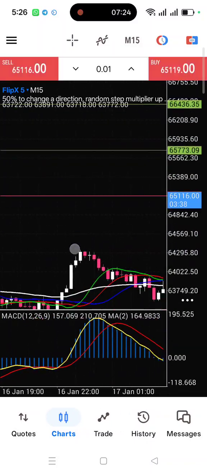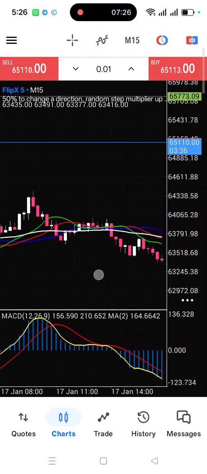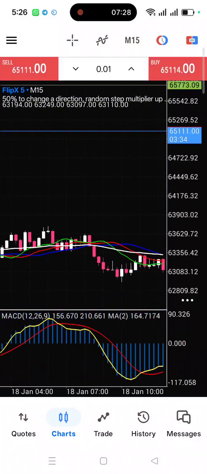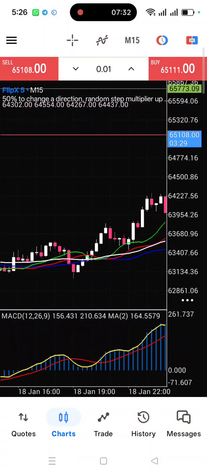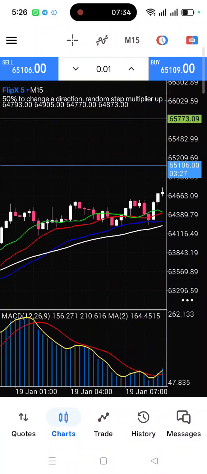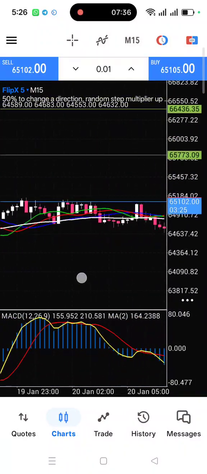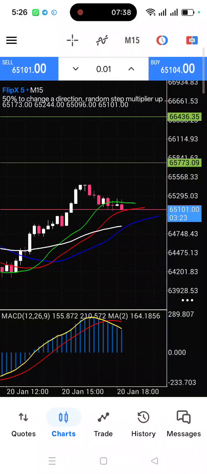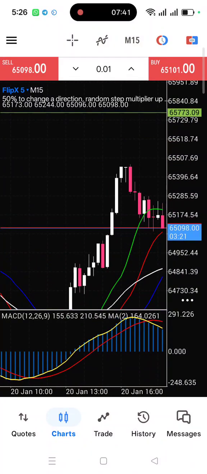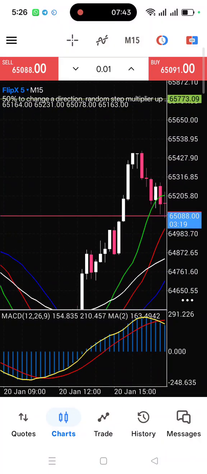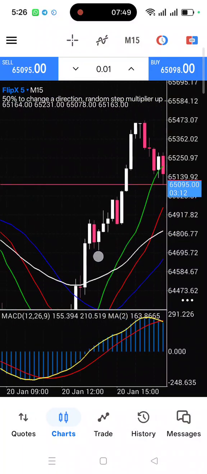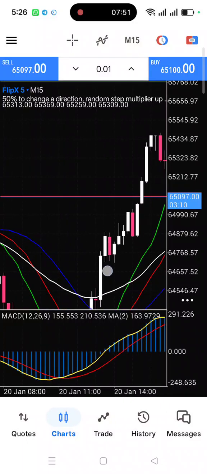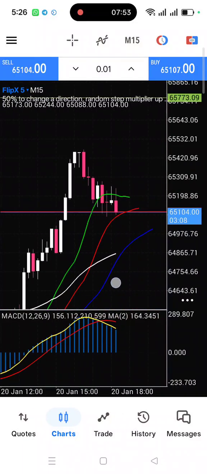Now what about your SL? Your SL is always below the previous swing low of that particular entry. So for this particular one, this was where we entered the trade. Now your stop loss will be just below here. Your stop loss will always be very minor.